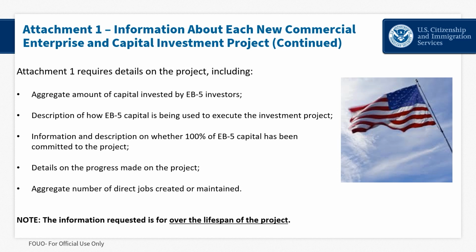Regional centers need to provide complete details on the project, including the aggregate amount of capital invested by EB-5 investors, and a description of how EB-5 capital is being used in the furtherance of the project. Regional centers should also indicate whether 100% of the EB-5 capital invested in the NCE has been committed to the project. If it has been, regional centers should provide the name and exhibit number of the evidence demonstrating so.